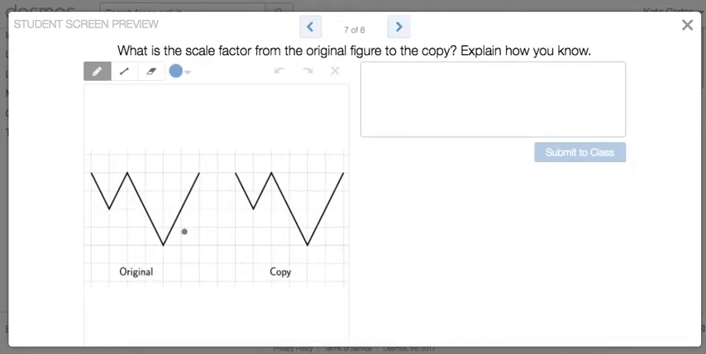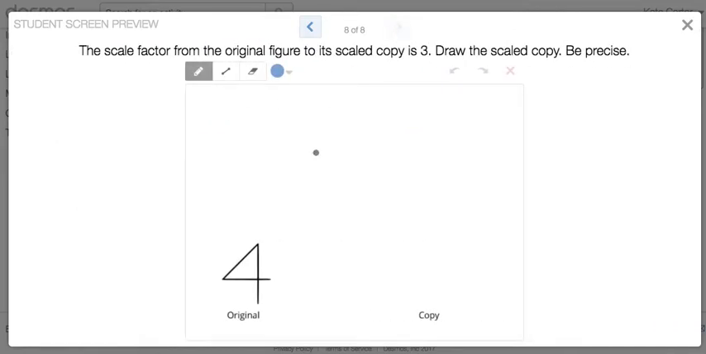Ooh, these are identical to each other. That's a clue. Scale factor is 1. And here I'm not going to go through this one because I would want to use a ruler, but if I wanted to say that the scale is 3, everything is going to need to be multiplied by 3, every length in here, to get the original.